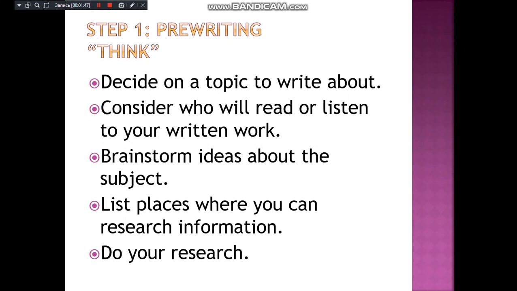The next, list places where you can research information. It can be books, journals, articles, or websites. Next, do your research.